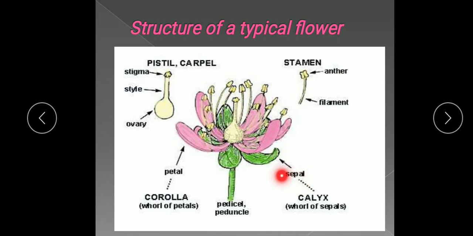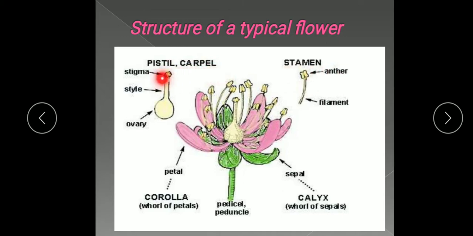Sepals are usually green leaf-like structures which protect the inner floral parts. The petals together form the corolla, and these petals are large, elaborate, brightly colored structures. They help in attracting insects for pollination. Then the essential organs: the stamen and the carpel.